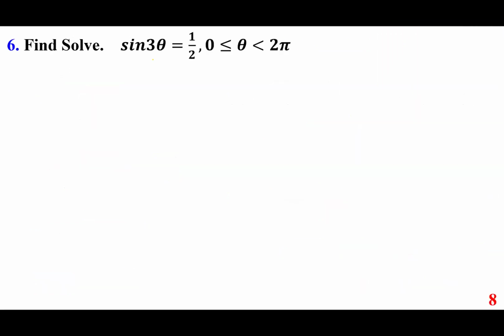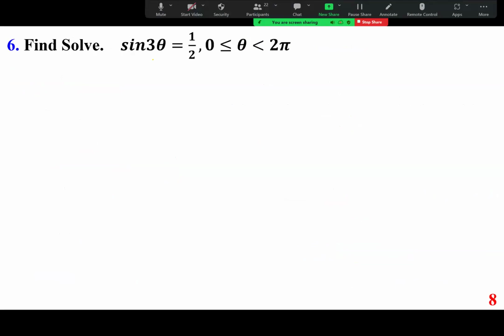We want to solve an equation. When you want to solve a trigonometric equation and you have multiple angles, this one has 3. When you have n theta, it's called multiple angles. The methodology is a little bit different, so I want to go over that and remind you how it's done.